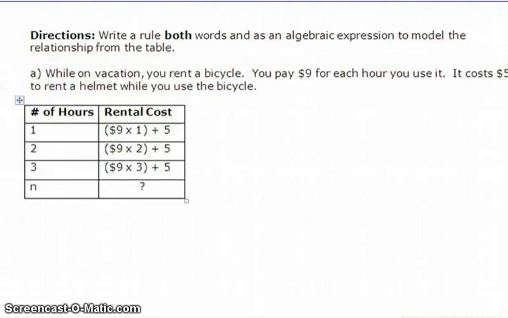Now, let's go to some tables, right? Now the directions say to write a rule in both words and as an algebraic expression to model the relationship from a table. So it says, while on vacation you rent a bicycle. You pay $9 for each hour you use it. It costs $5 to rent a helmet while you use the bicycle. So here it's showing us, if you rent the bike for 1 hour, it's going to cost you 9 times 1 plus 5. That plus 5 is there no matter how many hours you rent the bike, because that's the cost of the helmet.